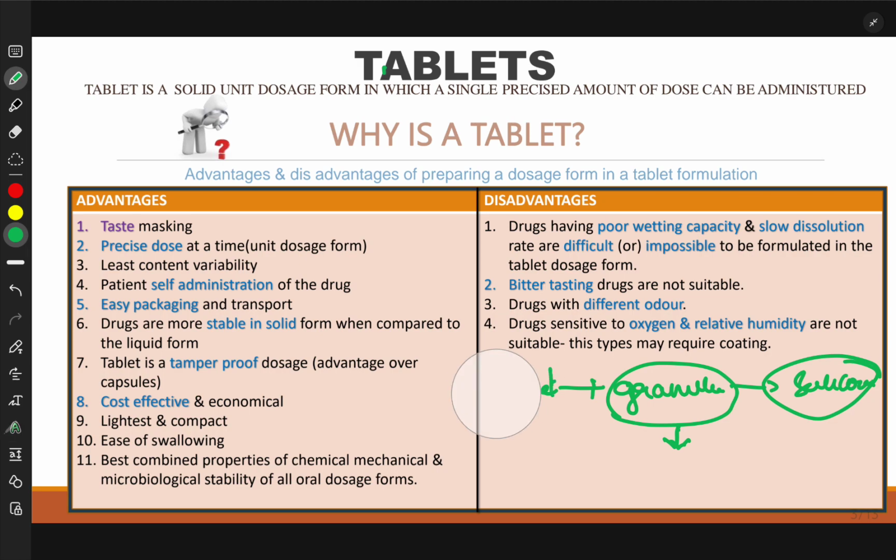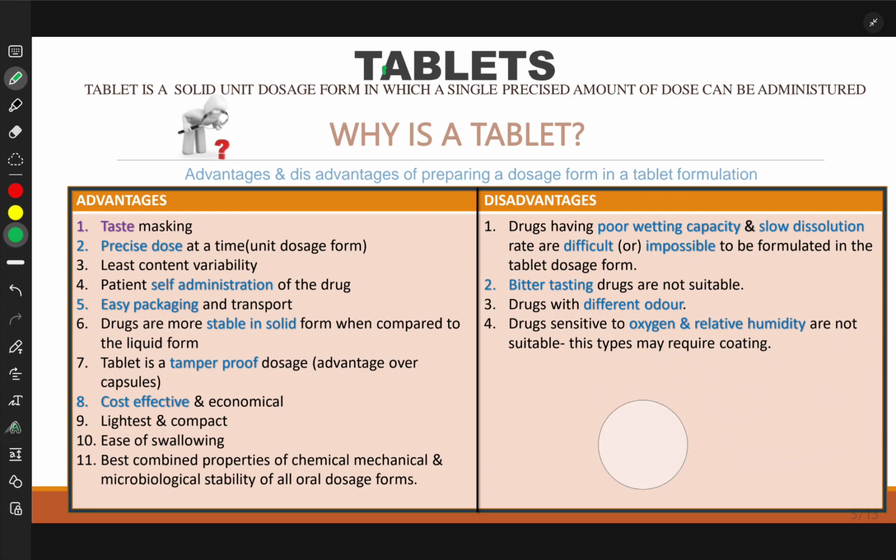So it is very easy to prepare a tablet. Less equipment, less time, and less human resource are required, so it is cost effective and more economical. That is why we are able to manufacture lakhs and lakhs of tablets within a very small amount of time.